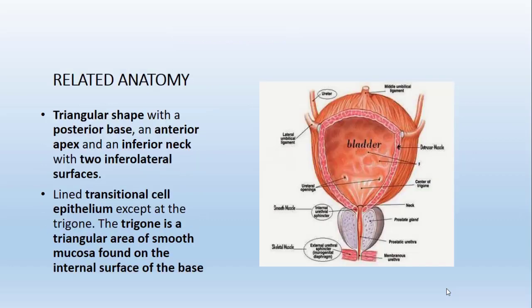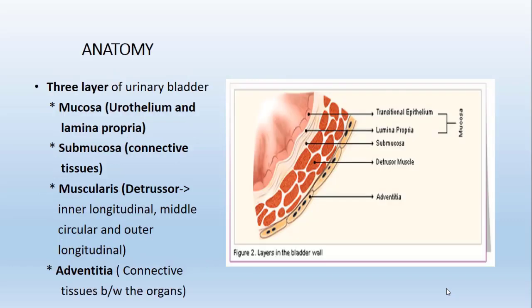So, some brief anatomy of the bladder. The bladder is a triangular shaped organ with a posterior base, anterior apex, and inferior neck with the two inferior lateral surfaces. It is lined by transitional epithelium except at the trigone. The trigone is a triangular area of smooth mucosa found on the internal surface of the base.